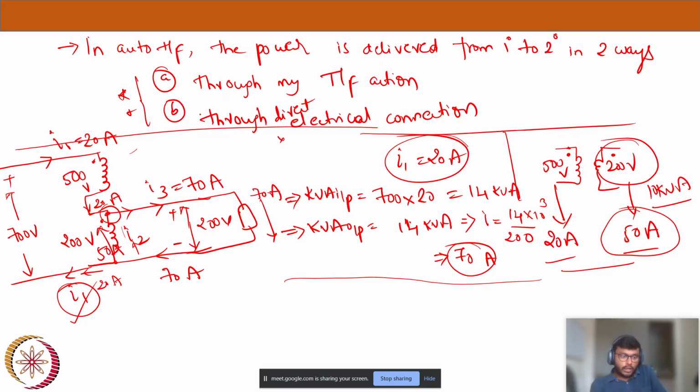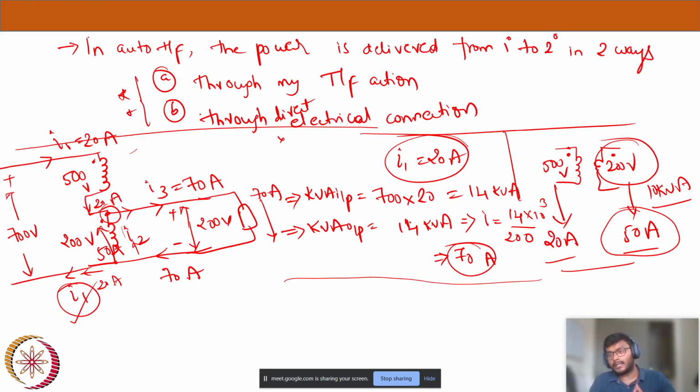So now if you see this kind of connection, we made a step down connection. We connected two coils electrically. Still, all the ratings are satisfied. My 500 volts winding has 20 amps, my 200 volts winding has 50 amps, and my input and output kVA are balanced. So yeah, this is the advantage of the auto transformer.